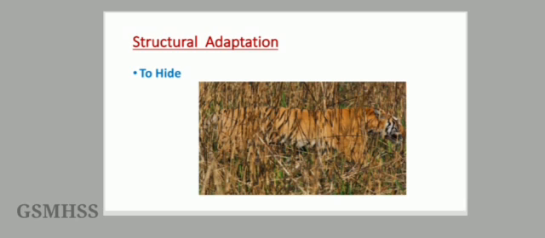In this picture you can see a tiger hiding in the grass. The bodies of many animals look like their surroundings in color or pattern. This helps them to hide easily. A tiger's stripes help it to hide in the grass. This helps it to catch its prey easily.